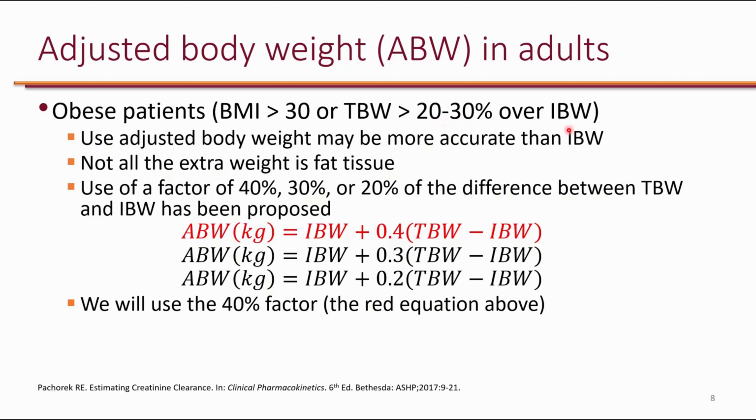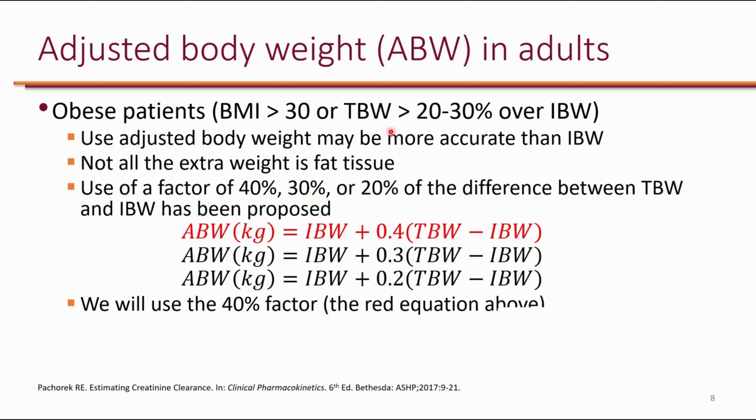ideal body weight. And the reason there is a range here is because different studies have used different cutoffs. So some studies have used 20 as the cutoff, and some studies have used 30. Again, there is no universal guideline on how to do this, but these are the ranges that are typically used in clinical practice. For the purpose of this class, we will not have a case that's in the middle of this, so you will either have a patient whose total body weight is more than 30% or less than 20%.